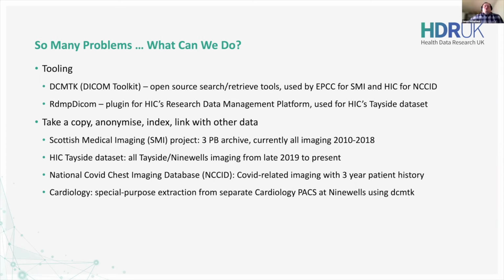But the common solution to all these challenges for research purposes usually is to fetch a copy of all of the data you can get to from the PACS, and then either anonymize it and then index what's left, or you index the information in there and then anonymize the bits you're using, depending on the situation you're dealing with. And you can link it against other data to generate appropriate cohorts.